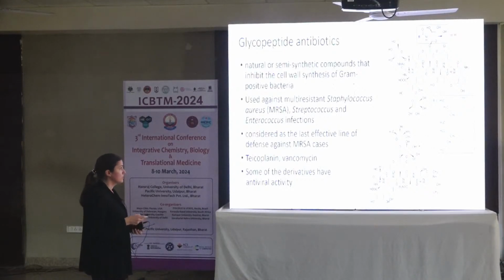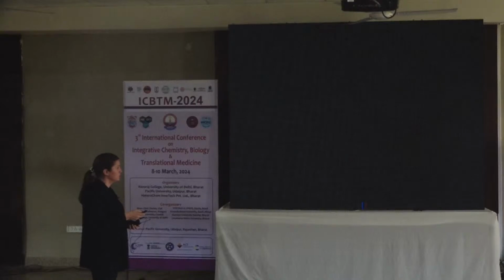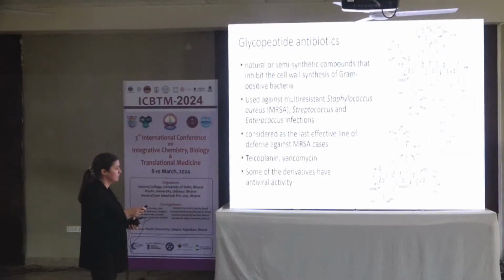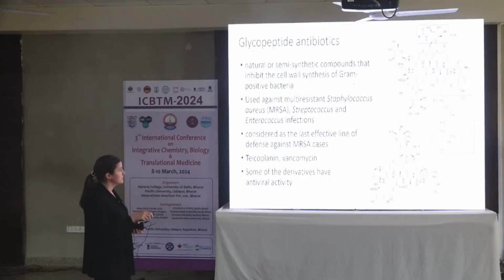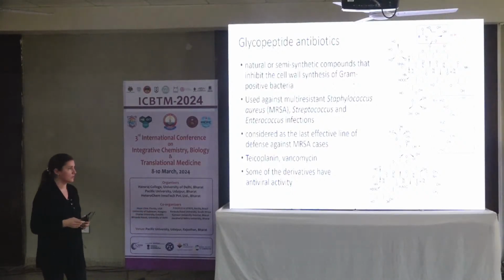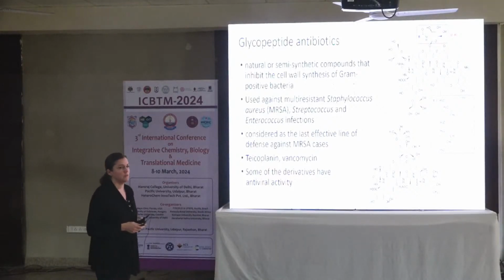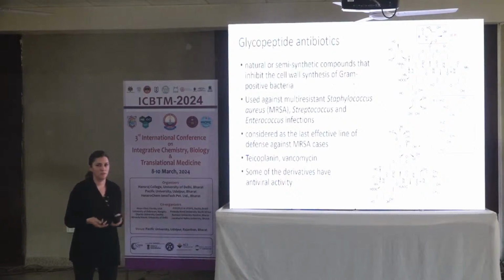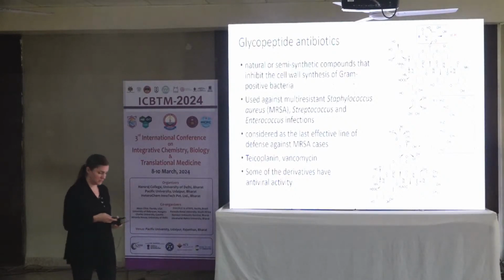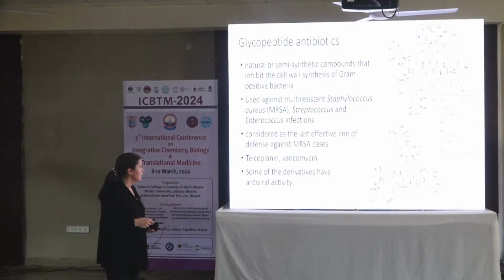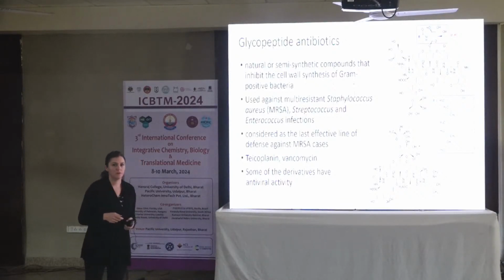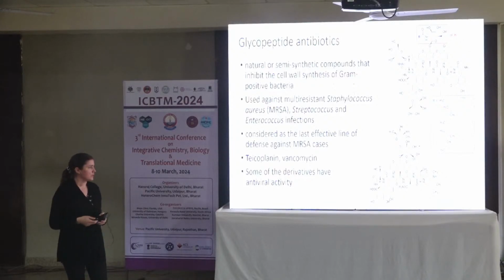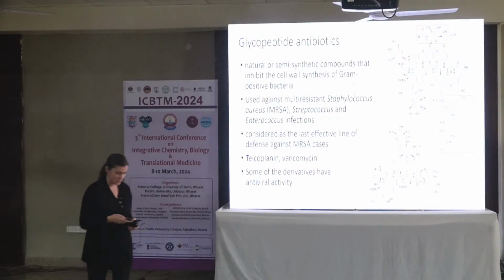Here you can see the structure of teicoplanin and vancomycin. They are the most known glycopeptide derivatives, but there are semi-synthetic derivatives in use as well, like dalbavancin, oritavancin, and telavancin. It is known from the literature that some of the glycopeptide antibiotics have antiviral activity as well.